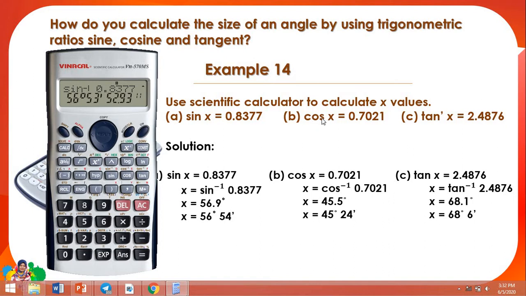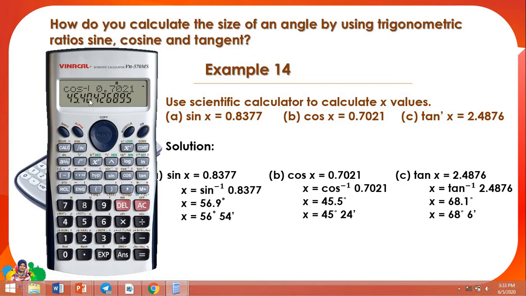Now look at the cos x. Cos x equals to 0.7021. You want to find the value of x. So x equals inverse cos 0.7021. Then press your calculator, shift cos. So this one is inverse cos 0.7021, then press equal.